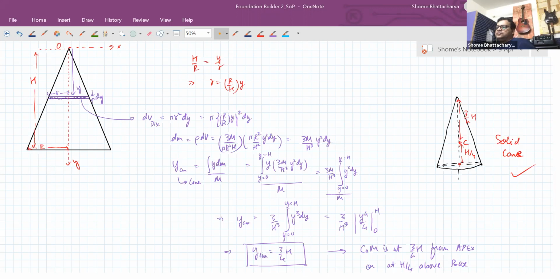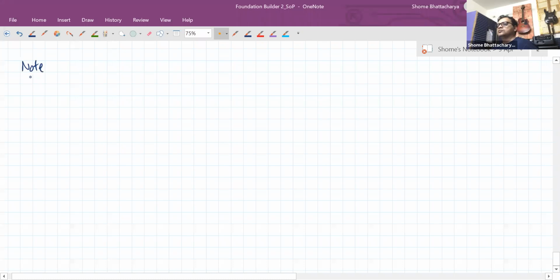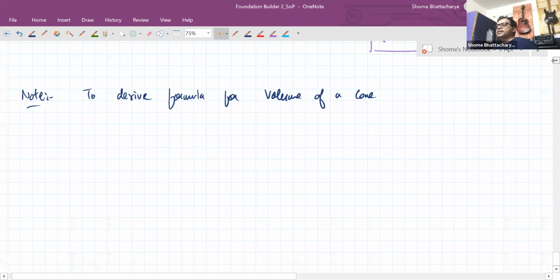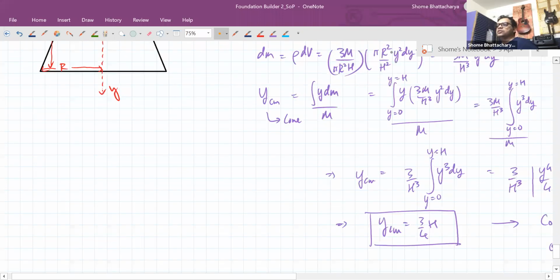Now, incidentally, you can also derive the volume of a cone using this. To derive the formula for the volume of a cone, we'll just borrow the same diagram, but instead of integrating for center of mass position, we will integrate for just the volume.